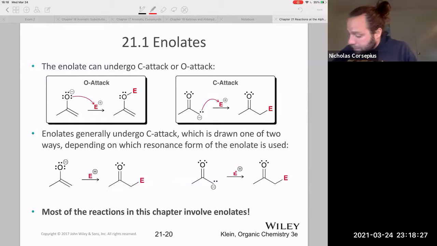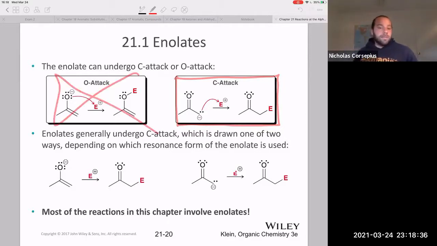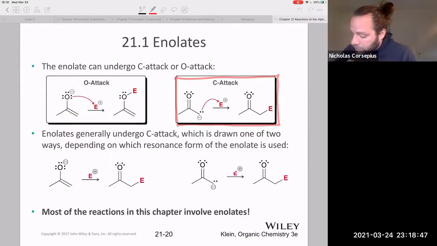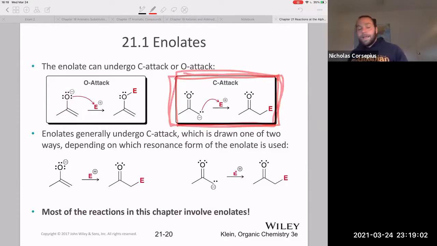It turns out that this carbon acting as a nucleophile is what we're going to see over and over again. We're not going to see this oxygen acting as a nucleophile. I don't even have a great reason for why that is, other than that's just not what's going on here. Although it's kind of weird, because this is certainly the more stable resonance contributor, since the negative charge is sequestered onto the more electronegative atom. Nonetheless, this carbon attack is what we're going to see over and over again. That's why the chapter is called Alpha Carbon Chemistry.